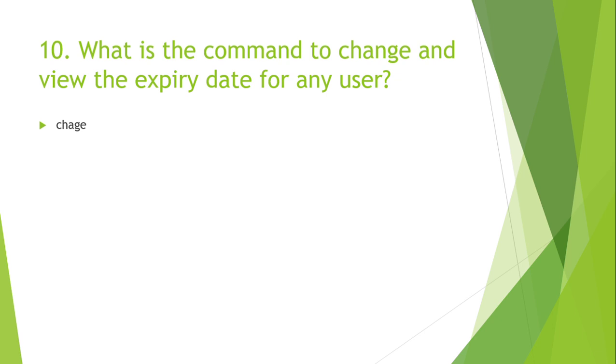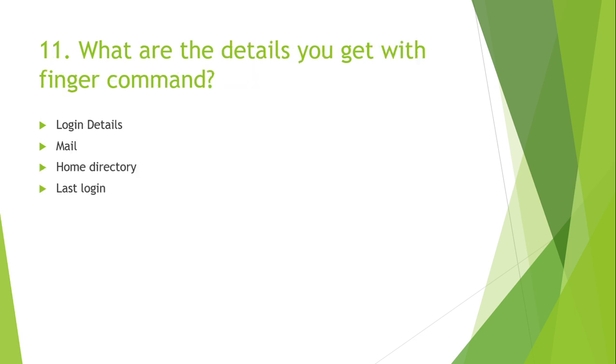Now how can we change and view the expiry date of any user? Then we have the chage command, which is used to change and view the expiry date. Now what are the details that are provided by the finger command? Then we have the login details, mail, home directory and the last login.